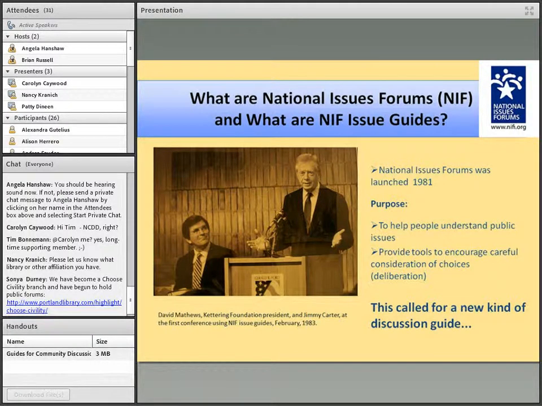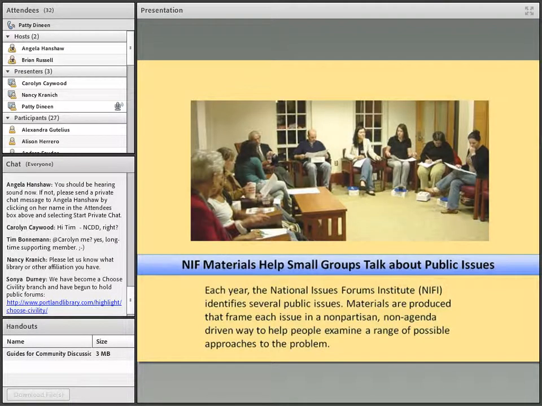And in the picture you see there, on the left is David Matthews, who is the president of the Kettering Foundation, and President Jimmy Carter, and this picture was taken at the first conference where National Issues discussion guides were produced for the first time in February 1983. Since then, the National Issues Forums every year identifies several public issues, usually 2 or 3, to produce materials about.